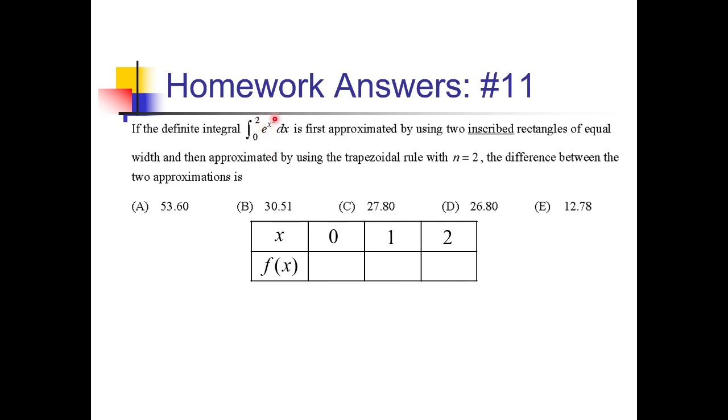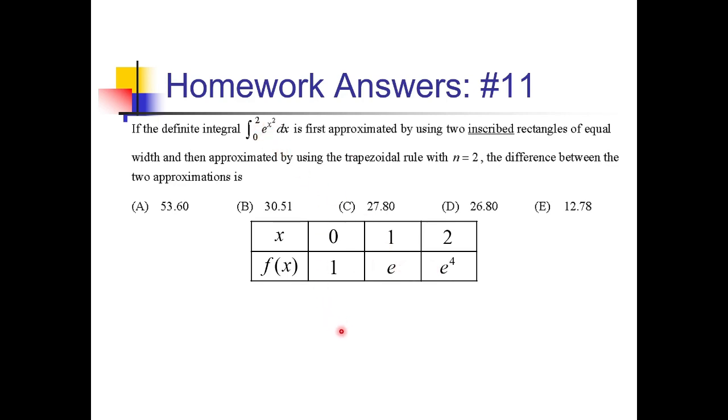E to the 0 squared, that's just e to the 0, which is just 1. E to the 1 squared is just e. And then e to the 2 squared is really e to the 4th. So that'll just save us the trouble of plugging those in over and over again.